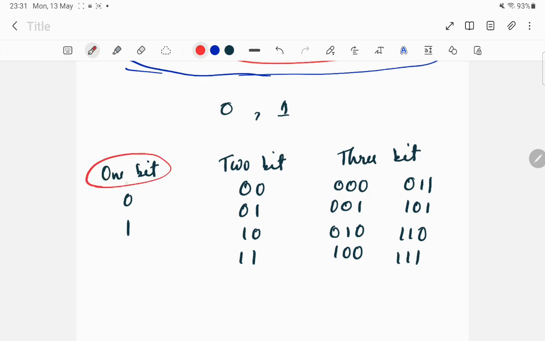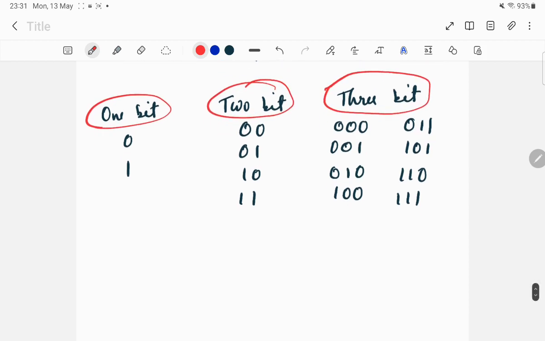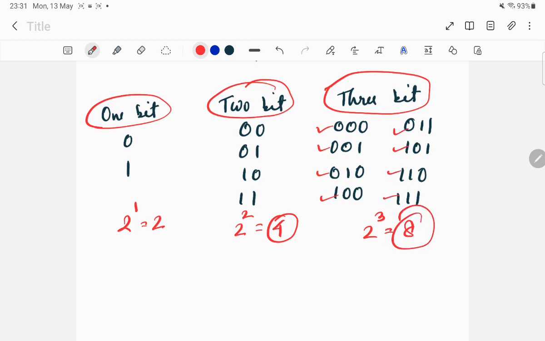So this is 2 power 1, equal to 2. This is 2 power 2, equal to 4. Here this is 2 power 3, so it is 8. So how many options do we have? 1, 2, 3, 4, 5, 6, 7, 8. 8 options. Similarly for 2 bit, 1, 2, 3, 4, so we have 4 options, and for 1 bit we have only 2 options.